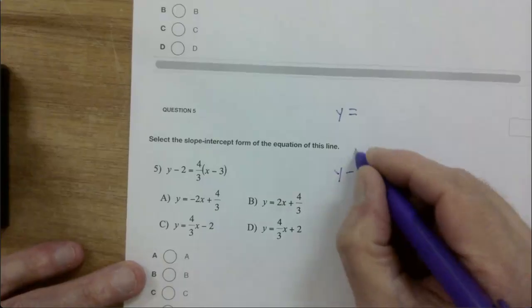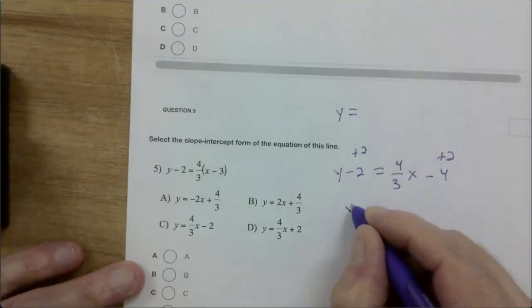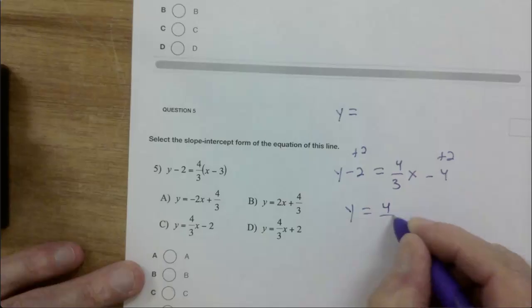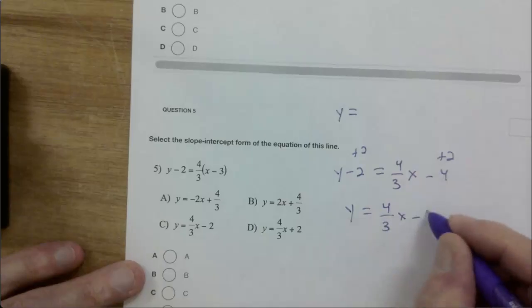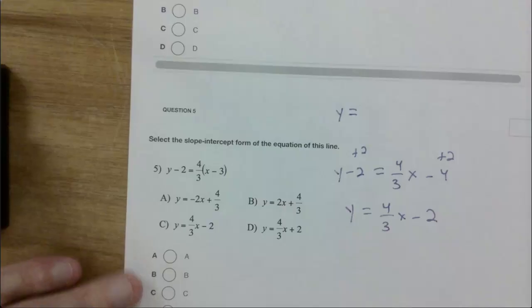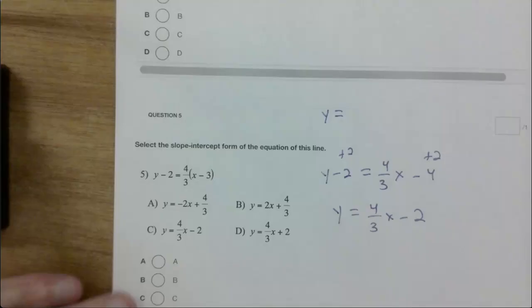All right, add 2 then to each side. So the y is by itself. And negative 4 plus 2 is negative 2. That should be it. All right, we've got one more.